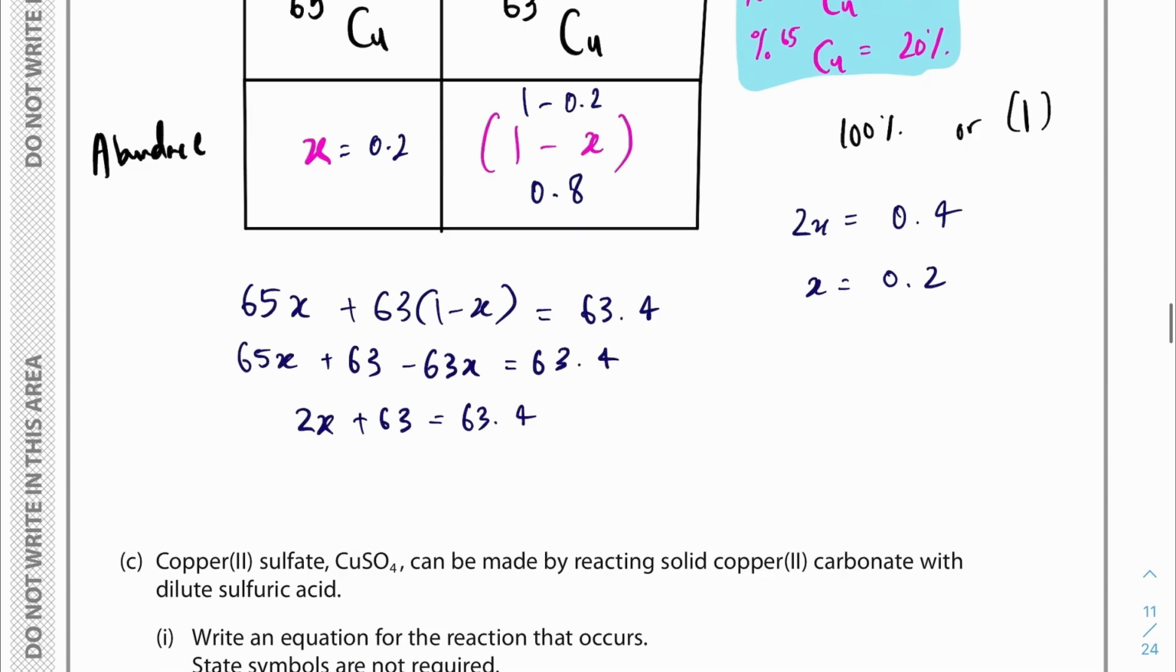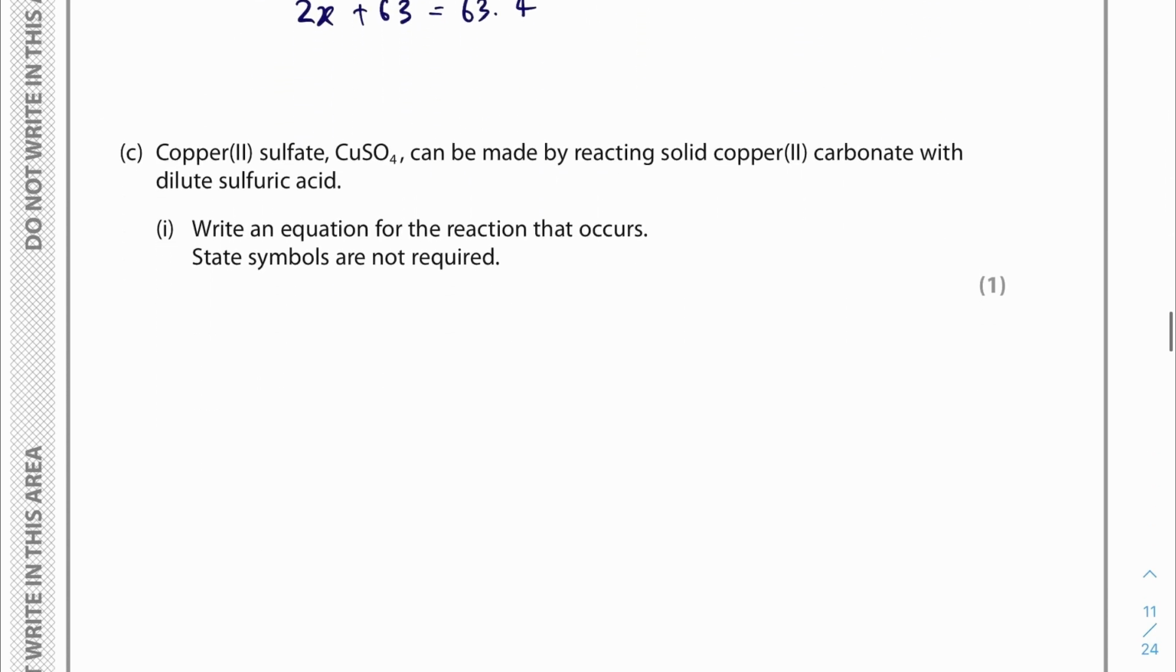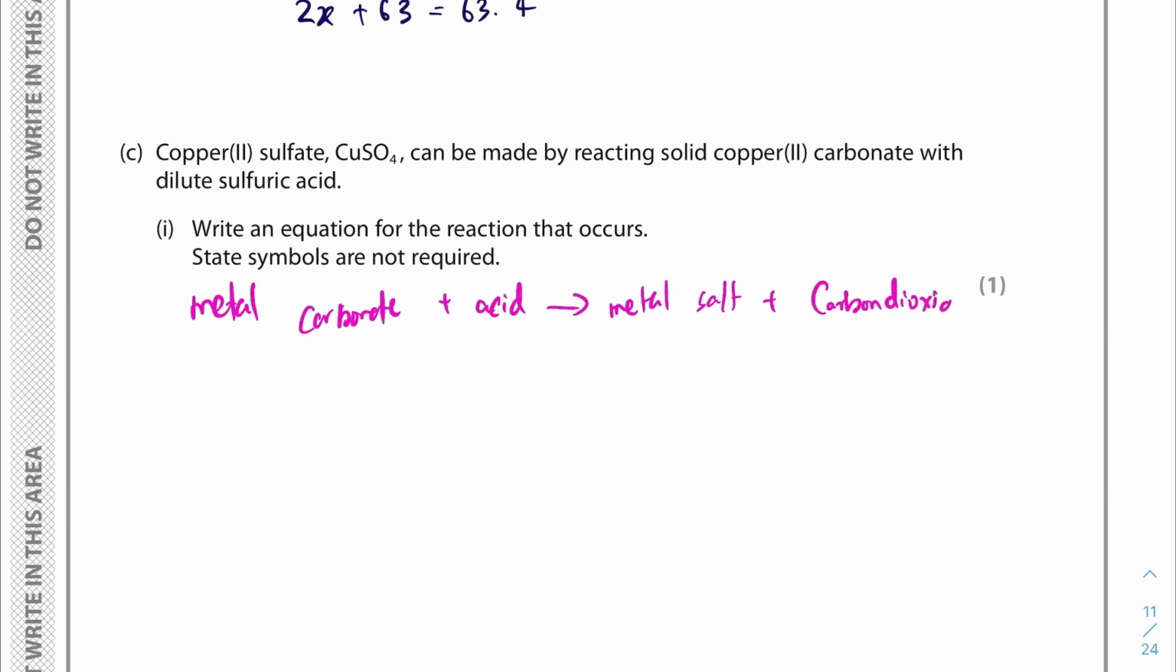Okay, so part C says, part CI, copper sulfate can be made by reacting solid copper carbonate with dilute sulfuric acid. Write an equation for the reaction that occurs. So this is a reaction between what and what? Between a metal carbonate and acid. This always gives us metal salt plus carbon dioxide and water.